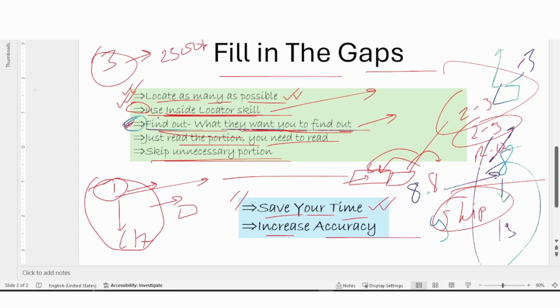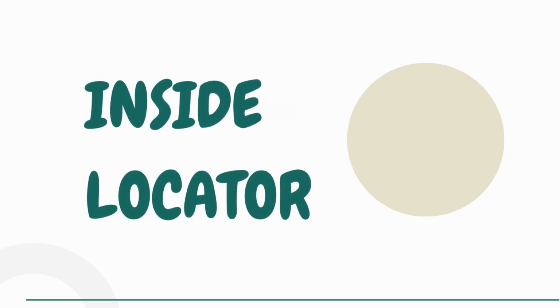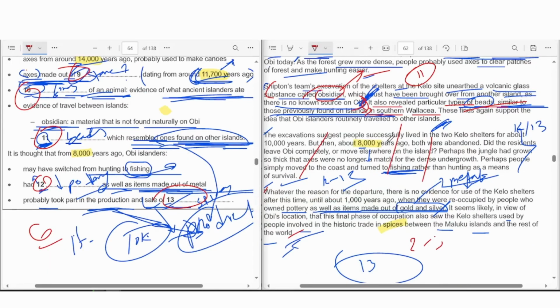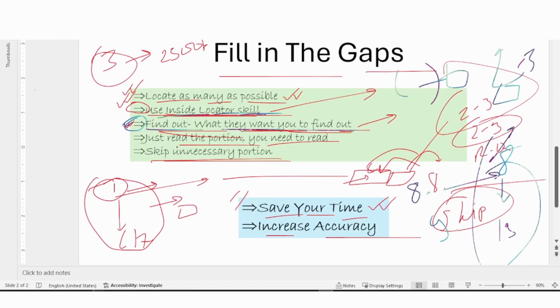After that, use the signpost locator. The locator is very important. You have seen that it helps you skip a portion. It can help you skip two sentences, one sentence, sometimes a small paragraph. That will help you, because if you don't skip, it will take you a lot of time. Just look at it here. If you didn't use the locator, maybe you would read this whole paragraph, and that would take you two to three minutes. So use the locator, read just the portion you need, and skip the unnecessary portion.